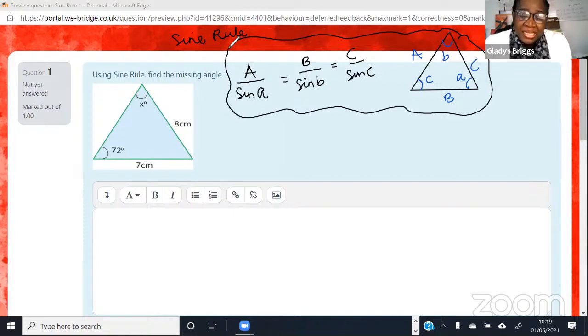Okay, and how can we use that now to help us in solving this problem? If this is a, and this is b, and this is c, then a over sine A would be 8.